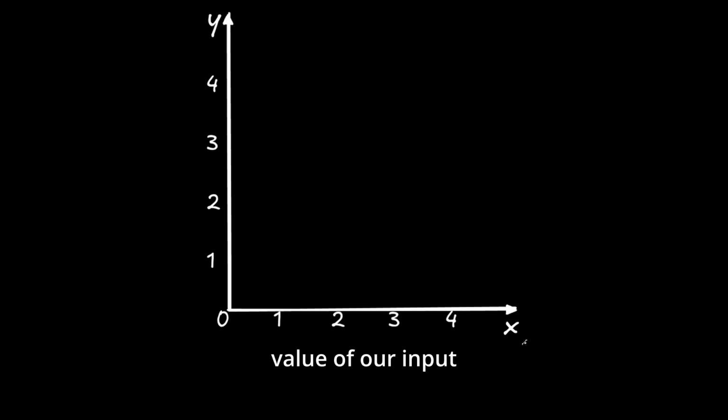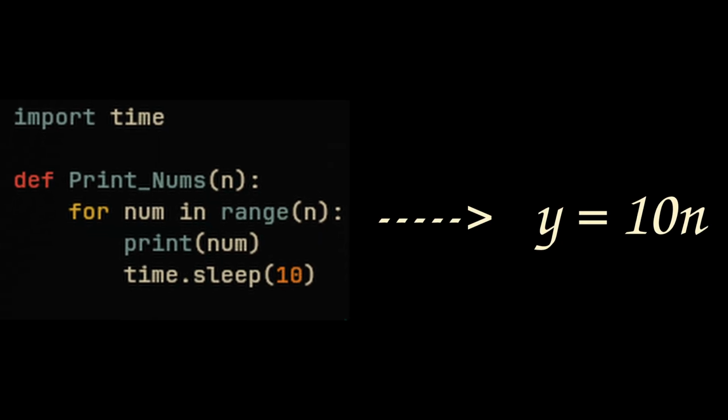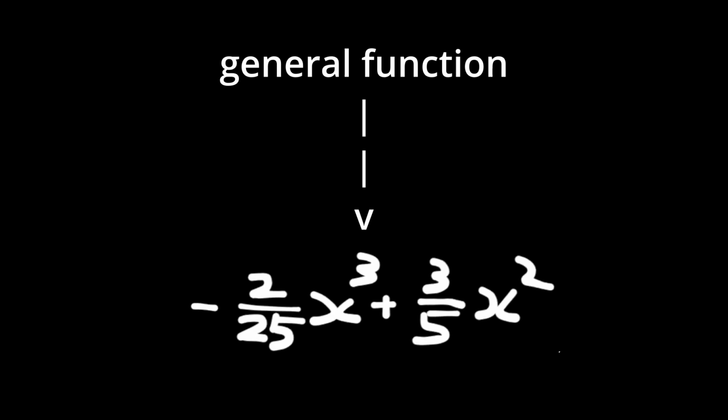Now, x means the size of our input. So basically, what value n is. And as n increases, the time taken for our program increases. So the y-axis represents time. This means we can represent any computer program performance as a mathematical function. Talking about big O notation, we refer to it as the general function.